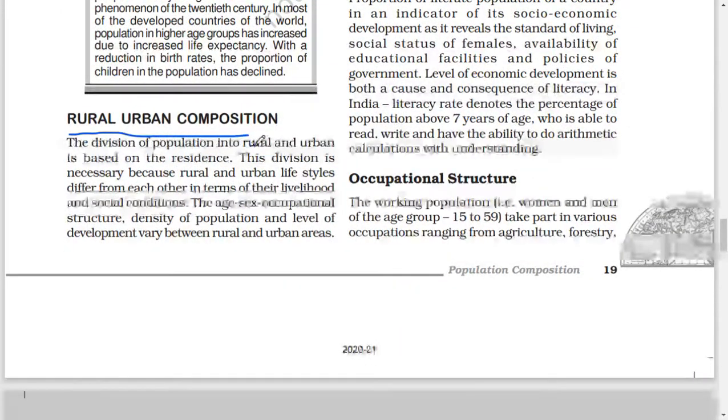Rural-urban composition. The division of population into rural and urban is based on the residents. The division is necessary because rural and urban lifestyles differ from each other in terms of their livelihood and social condition. The age, sex, occupational structure, density of population, and level of development vary between rural and urban areas.